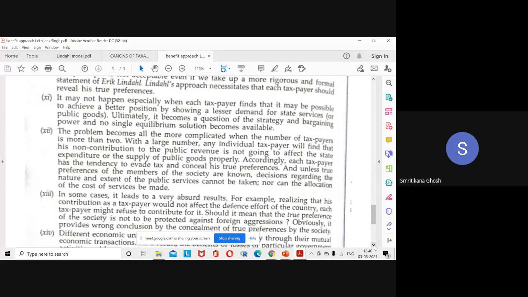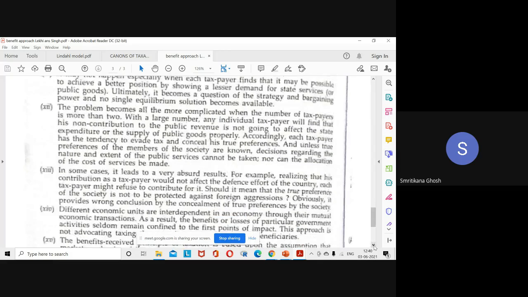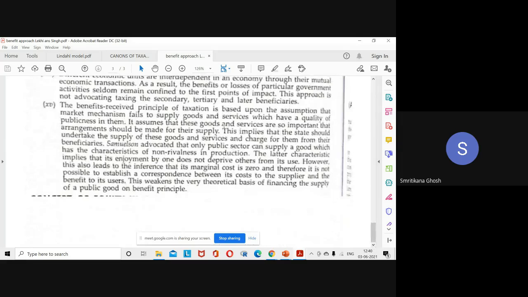And it is very much at the individual level. For each and every individual, you have to ask what benefit you are getting, and for each individual you have to charge a different tax. So it is quite hectic. It is not realistic at all if you consider a large economy. A separate tax for each and every individual according to their satisfaction is not real. So these are the problems of the benefit approach.